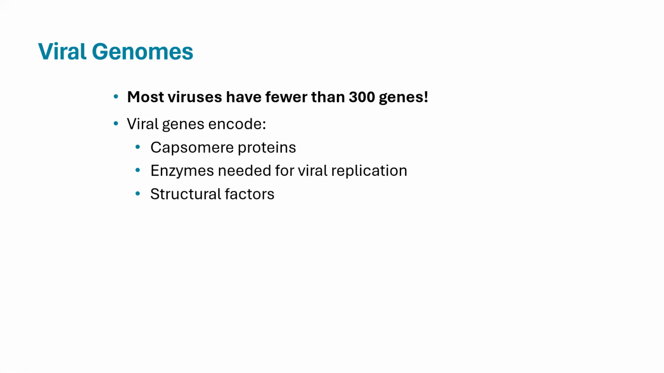So most viruses have a very small number of genes, less than 300. They're going to code for things like the capsomere proteins that make the capsid. They're going to code for any specialized structural factors, spike proteins, etc. And they're going to code for any enzymes necessary for replication of the virus.